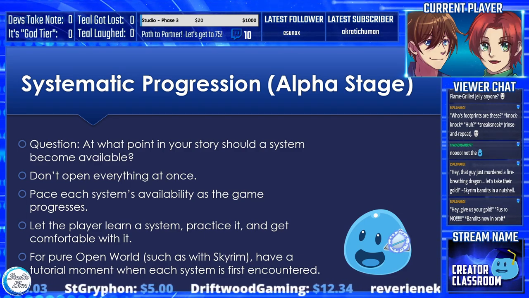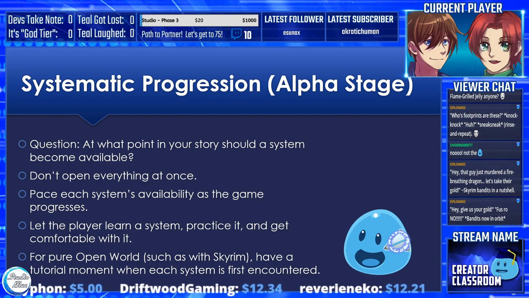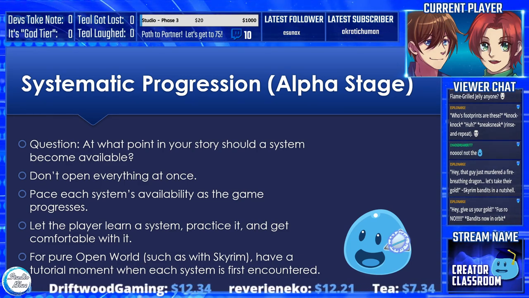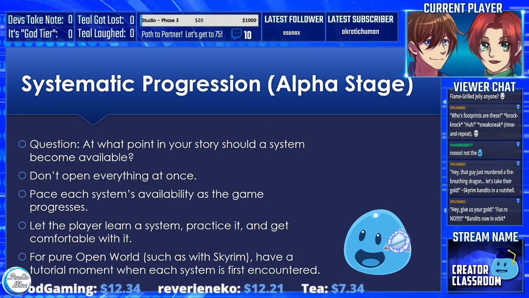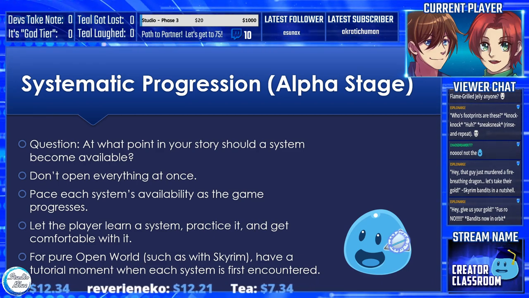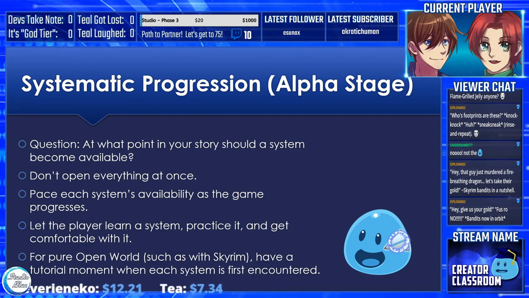If your game is so open world that you must have all systems open at game start, such as with Skyrim, then have a tutorial moment when each system is first encountered.